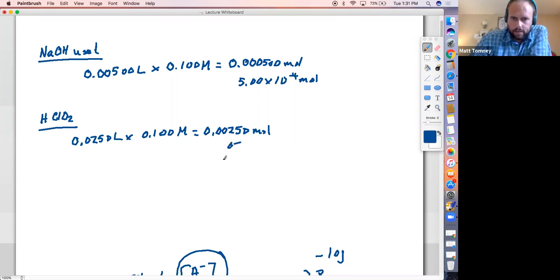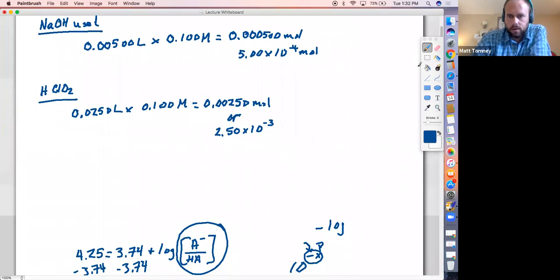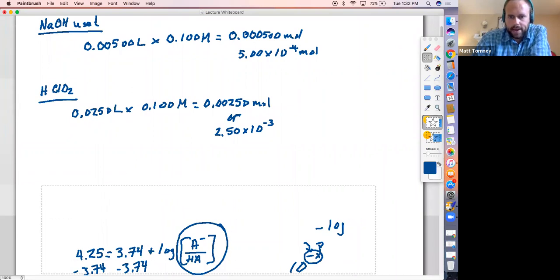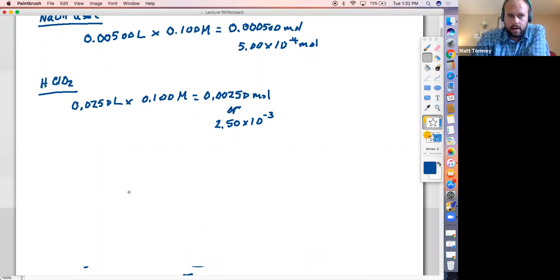Or again, for those, because I did see quite a number of people trying to use scientific notation, 2.50 times 10 to the negative third. Okay. So the next step, once I have that, is let's find out how much of the chlorous ion, because we have chlorous acid, how much of that conjugate base was actually created.